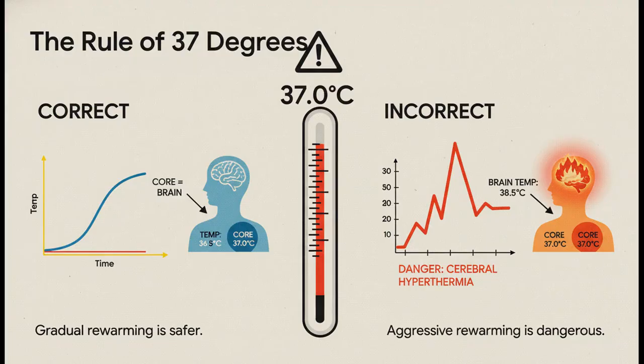And that brings us to what I like to call the rule of 37 degrees. It's simple. The goal is not just to rewarm the patient, but to do it slowly and carefully, and to actively prevent any overshoot. If you rewarm too aggressively, the brain can actually get warmer than the core body. And that state of cerebral hyperthermia happens at the worst possible time, right when the cross clamp is coming off and the risk of embolism is highest. We just can't let that happen.